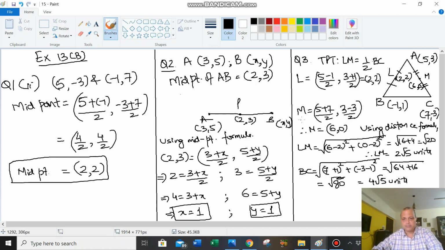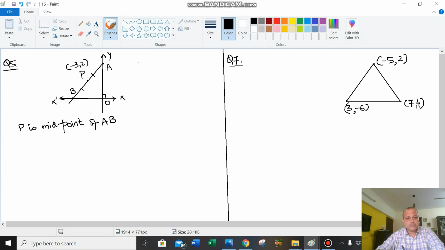Now let's give them some numbers. So this is number 1, this is number 2. We figured LM is equal to 2 root 5 here. Number 4. So using 3 and 4, 2 root 5 is equal to half of 4 root 5. Therefore, LM is equal to half BC. Hence proved. Next question, question 5.